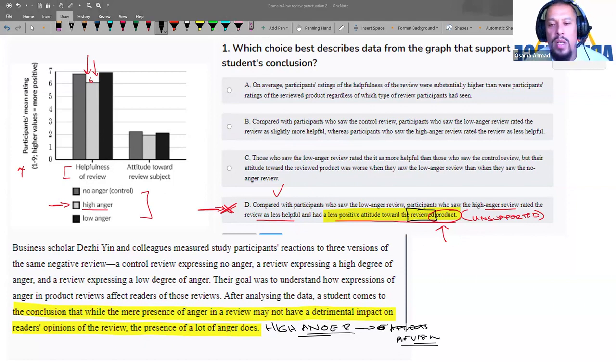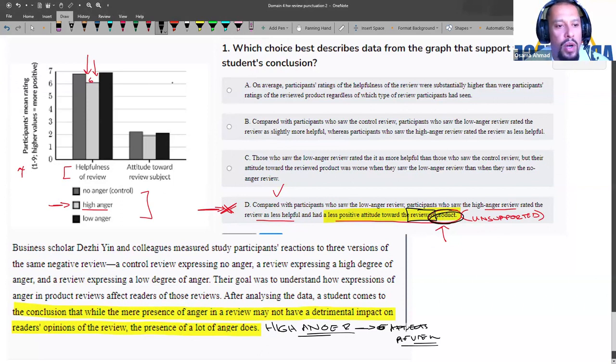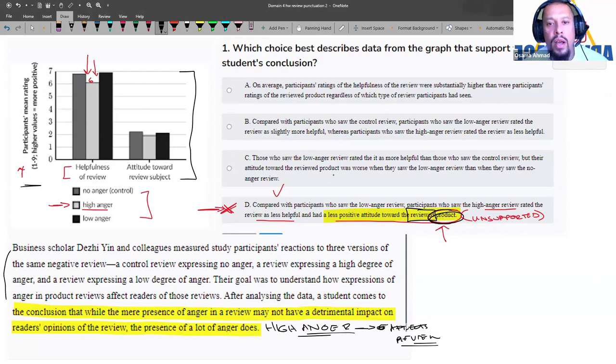Apologies. We're discussing in answer D, the product. We're not talking about the product in the text, right? We're not talking about the product in the paragraph or the text or the graph. We're just talking about a review, but not the product. So answer D is off topic.